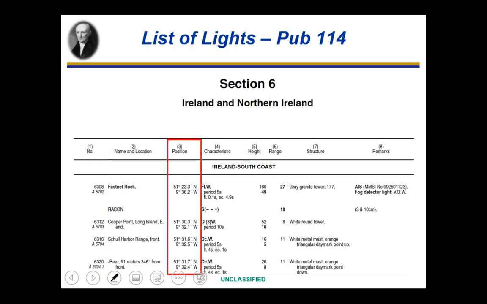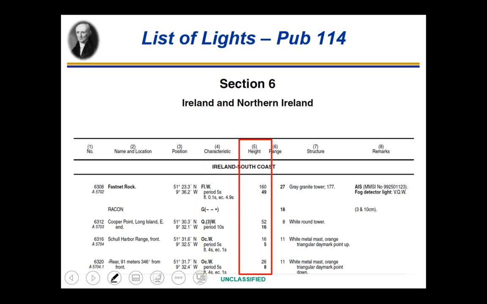Column 3 is the latitude and longitude of the light. Column 4 is the characteristic of the light. This is extremely important to know. You will want your bridge team to know not only when and where they should anticipate seeing a light, but also what to look for. In this case, you should be seeing a flashing white light with a period of 5 seconds. If you were seeing a flashing red light, you may be in the wrong position. You would definitely want to convey this information to the watch team, and a good place to do that is in the CO's night orders.